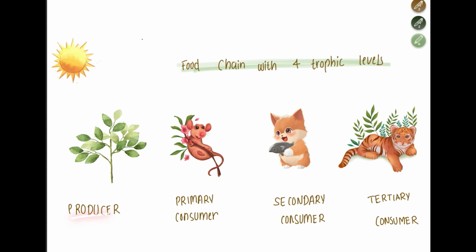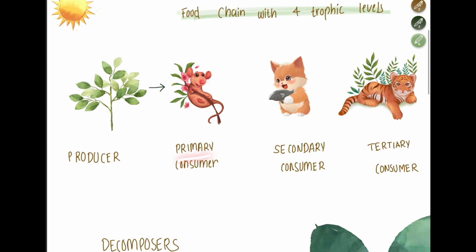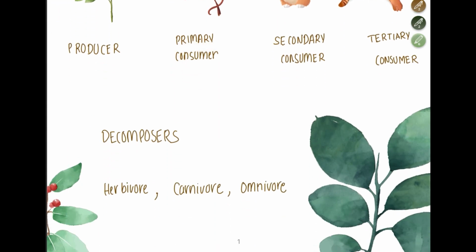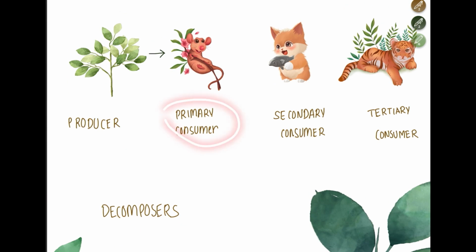Now, the second organism is the primary consumer. Primary consumers are the first organisms that eat the producer. Okay, so how are we going to draw the arrow between them? The arrow is like this. Why? Because this represents the transfer of energy from the producer to the primary consumer. Remember, a primary consumer is always a herbivore. A herbivore only eats plants, so a primary consumer always eats a producer.